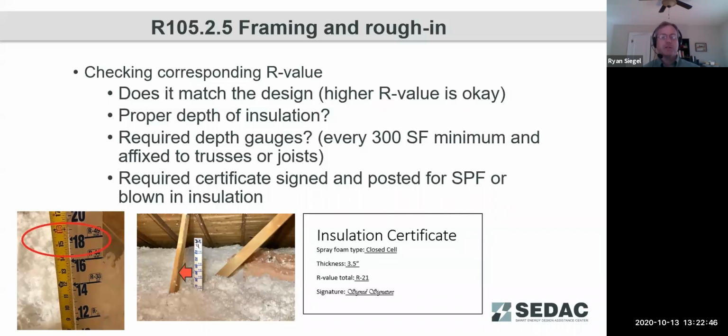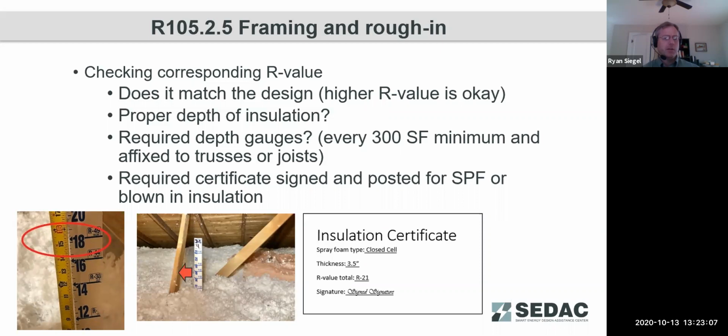And the code calls out that these have to be placed at least every 300 square feet at a minimum, and they need to be affixed to trusses or joists. That center picture there, you can see there's an arrow indicating that that depth gauge was improperly installed, as it was not affixed to the truss or joist.